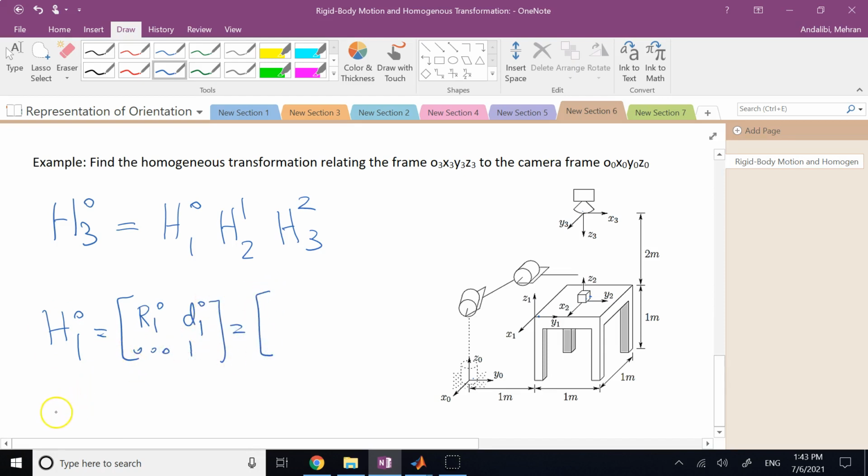What is r of 1 with respect to 0? R of 1 with respect to 0 means how the axes of 1 are oriented with respect to the axes of 0. If you look at them, they are exactly the same: x, the same y, the same z. So there is no rotation from 0 to 1. So the rotation matrix is simply going to be the identity matrix.